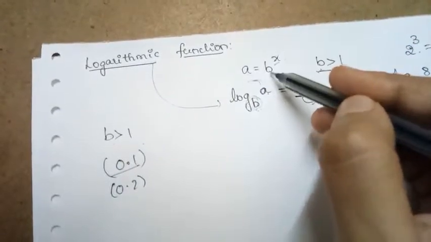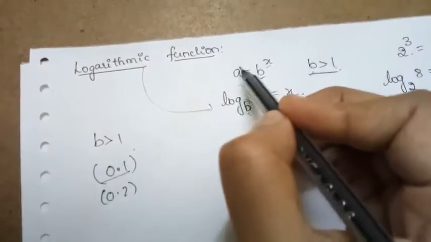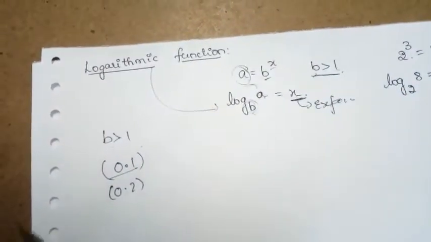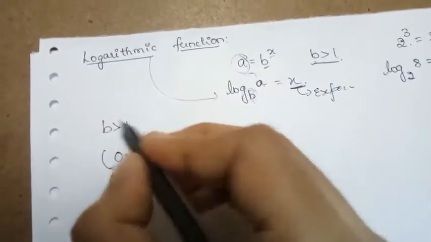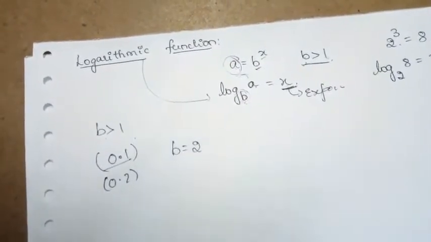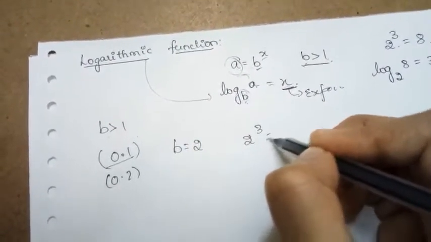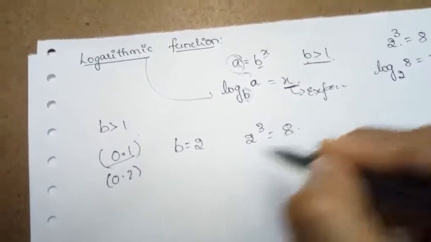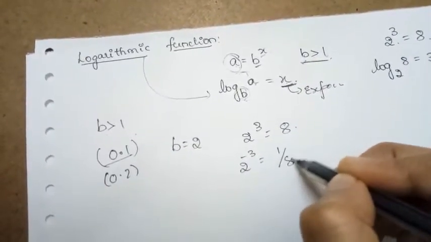So clearly the value of b is greater than 1. Then what will be the values of a? When b is strictly greater than 1, suppose I take b equal to 2. Then 2 power 3 is 8. What will be 2 power minus 3? It will be 1 by 8.